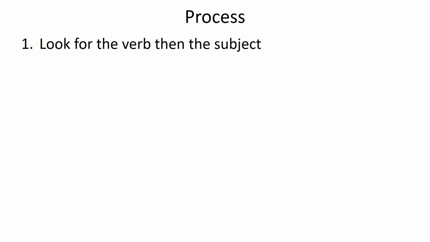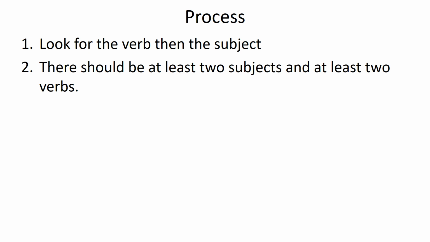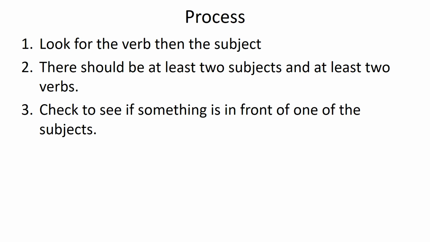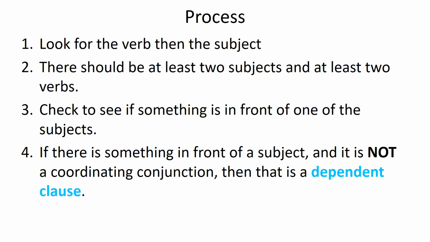Now, how do we identify complex sentences? It's a step-by-step process. The first step, we look for the verb, then the subject. Then after that, there should be at least two subjects and at least two verbs. Then we have to check to see if something is in front of one of the subjects. If there is something in front of the subject, and it's not a coordinating conjunction, or any of the other parts of speech that I listed, like nouns, pronouns, and verbs, then this is a dependent clause. It has a subordinating conjunction, a subject, and a verb.